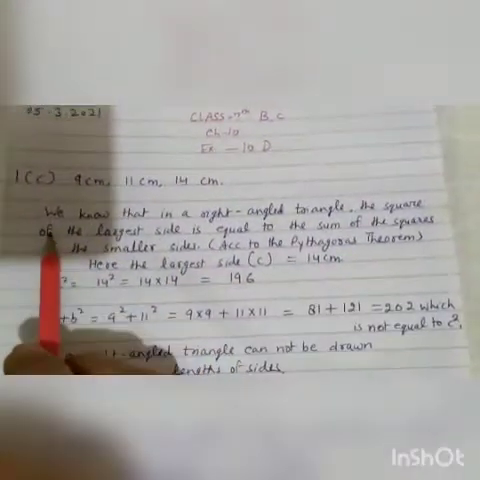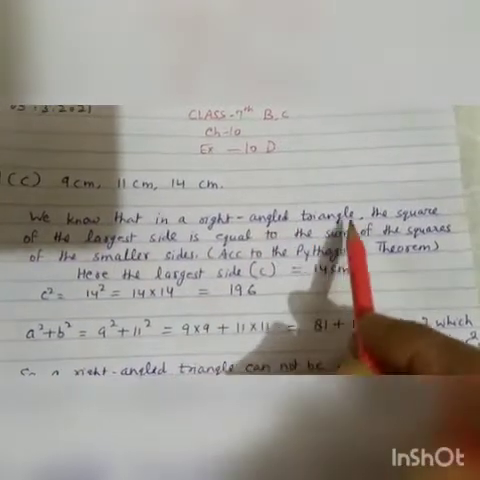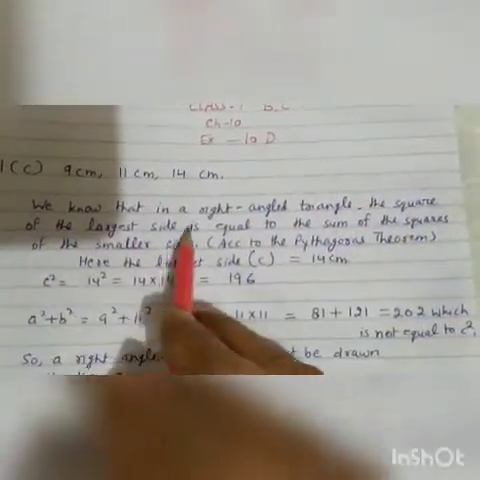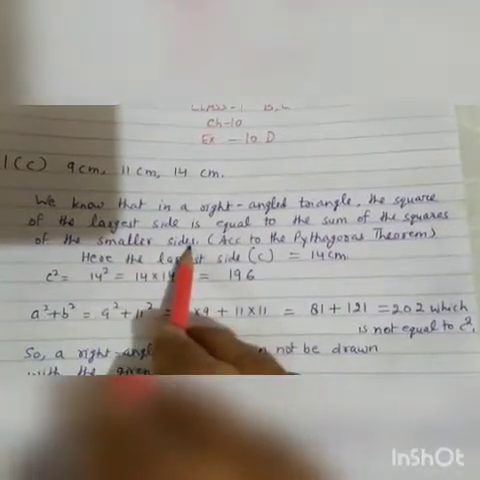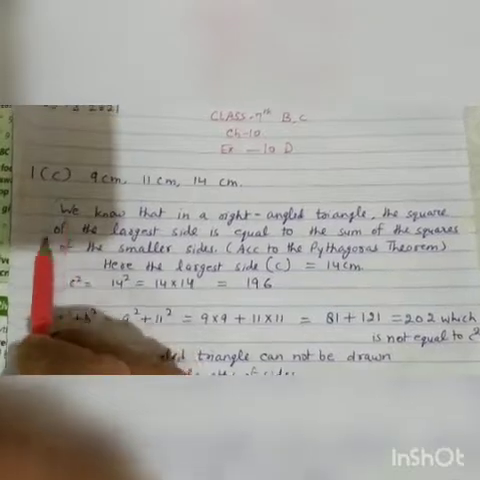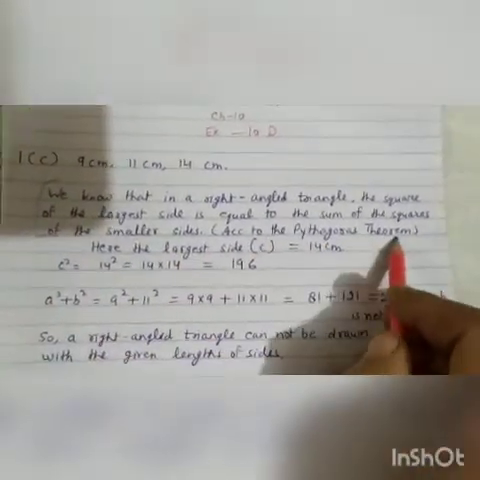Again same pattern, same method. We know that in a right angle triangle, the square of the largest side is equal to the sum of the square of the smaller sides. Students, you have to learn this language. You have to learn this matter according to Pythagoras theorem.